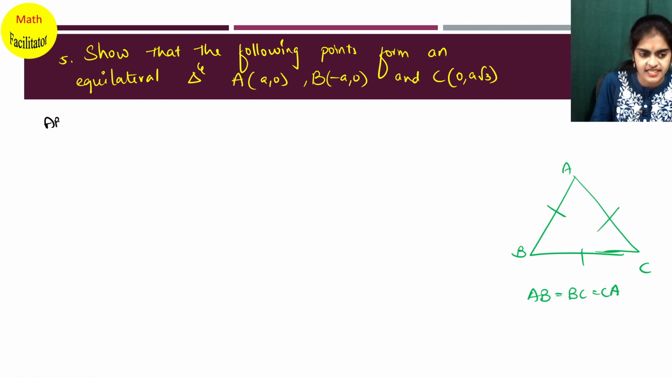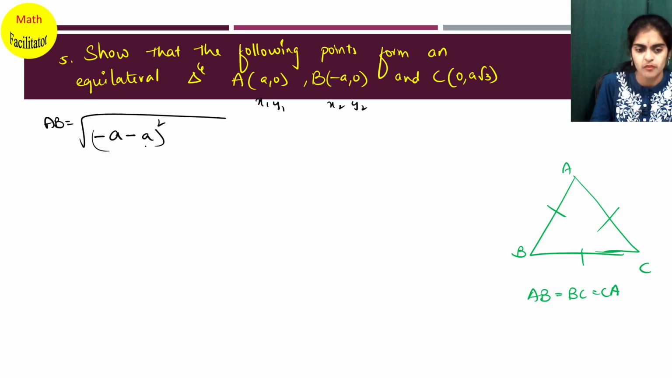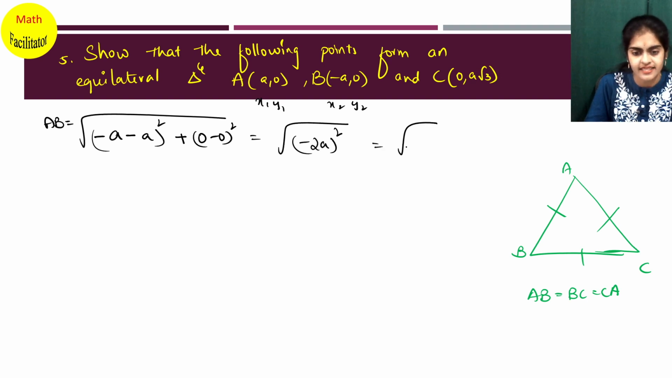So let me find the distance between A, B. So that is root over, this is x1, y1, this is x2, y2. So minus A whole square. Okay, x2 minus x1 whole square plus y2 minus y1 whole square. So what is the answer? You get minus 2a whole square, or you can write as 4a square, or it is nothing but 2a. 4 root is nothing but 2 and a square gives you a. Root over a square is a.